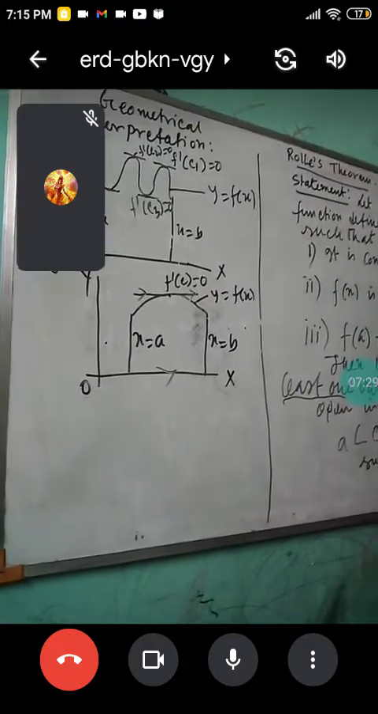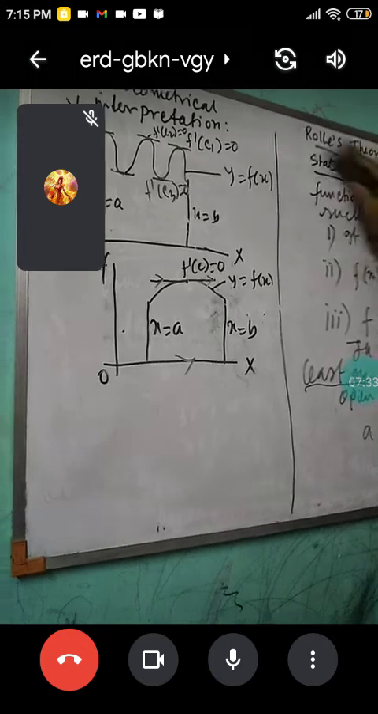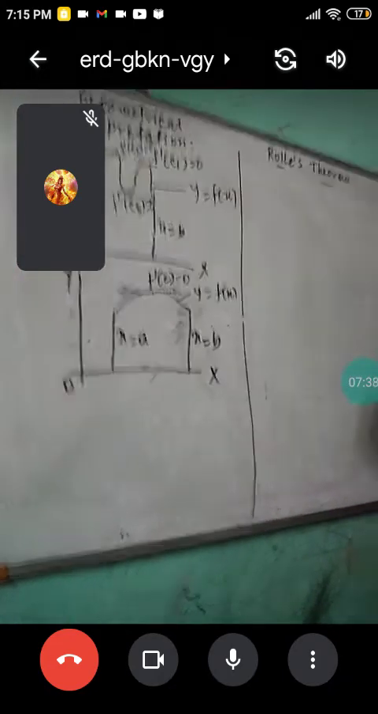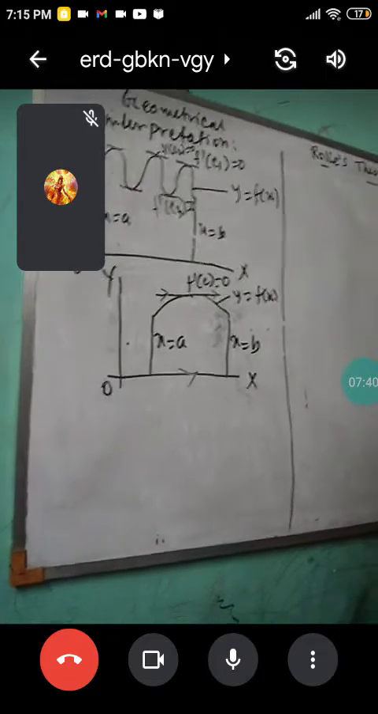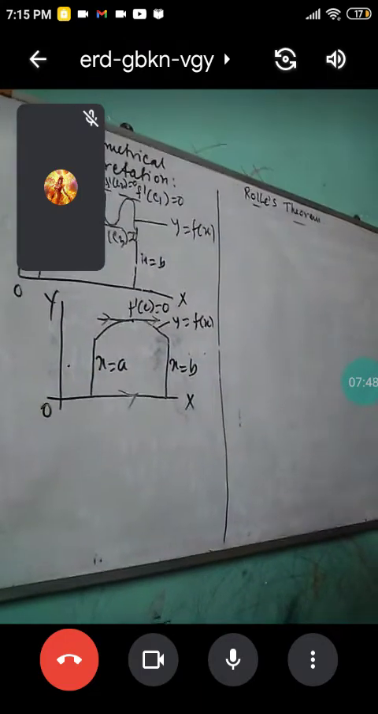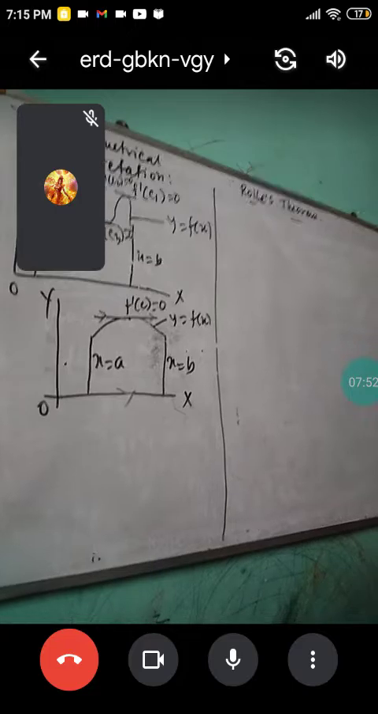Now I am taking an example from a university question paper. I'll solve it, then I'll finish my lecture. Verify Rolle's theorem for the function f(x) equal to. This is a university question paper sum.